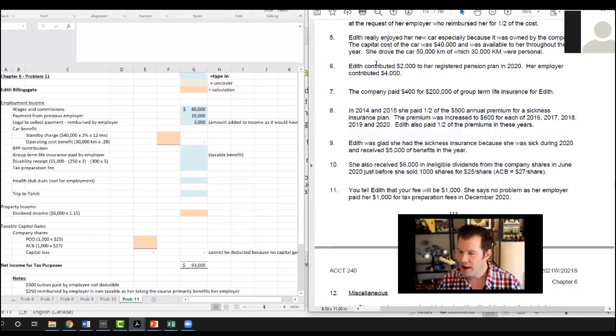So we're going to get to point 5 here. Edith really enjoyed her new car, especially because it was owned by the company. Guys, if the car is owned by the company, there is a standby charge. If Edith owned the car, there would be no standby charge.